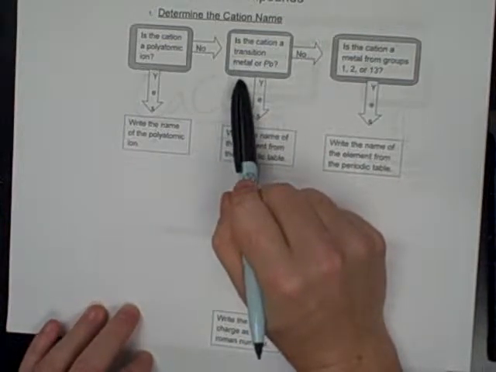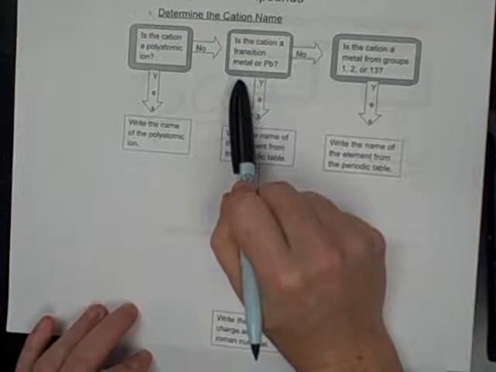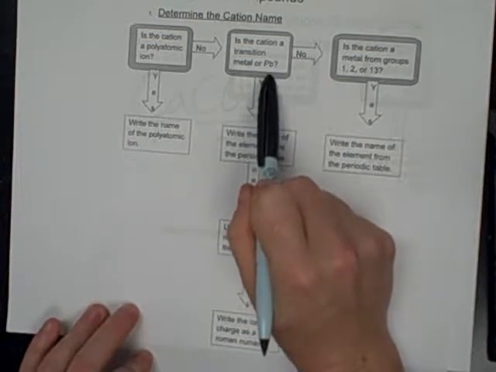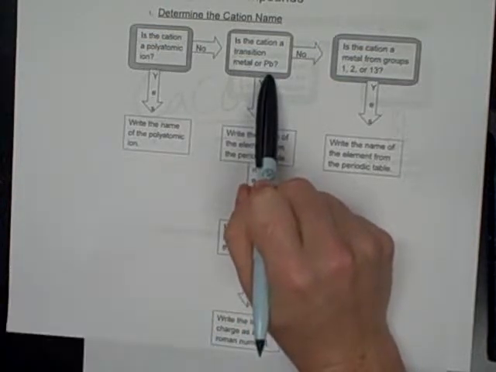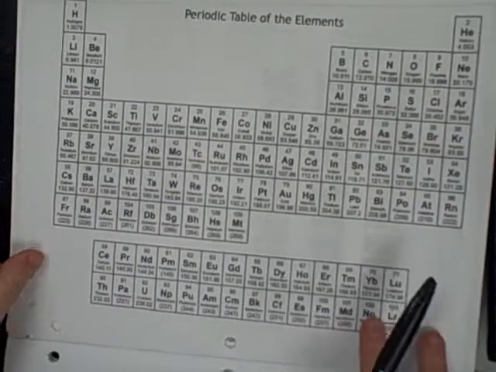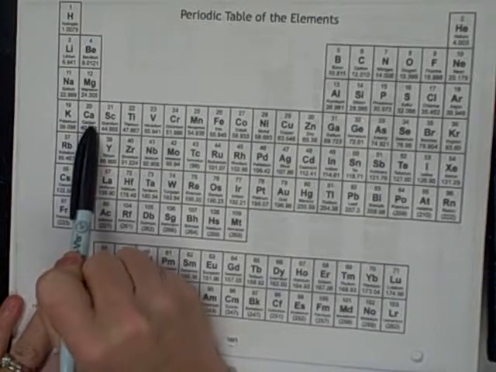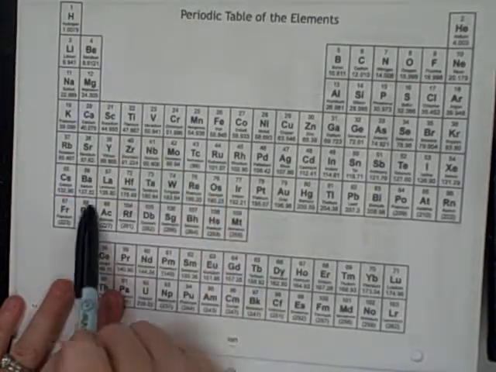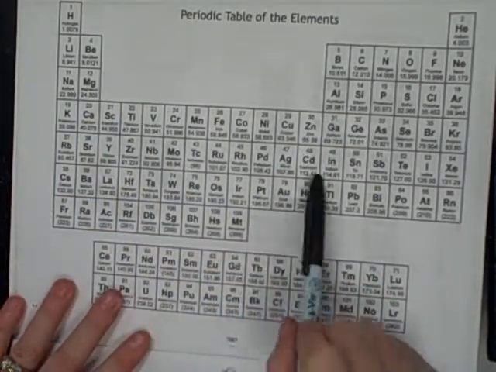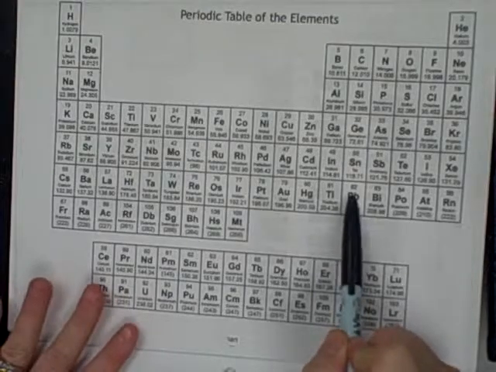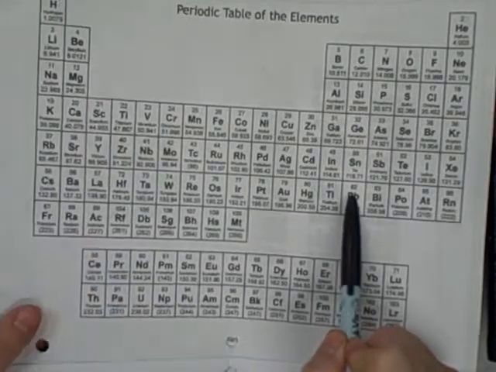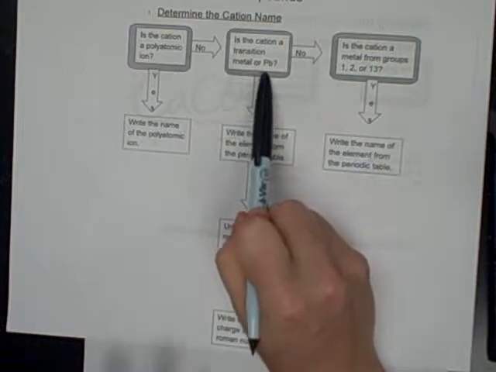Is the cation a transition metal or lead? Pb is the symbol for lead. And we look on the periodic table for Ca. Ca is here, which is in group 2. So it is not a transition metal, and it's not the metal lead. Therefore, our answer is no.